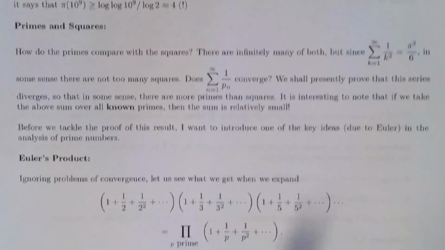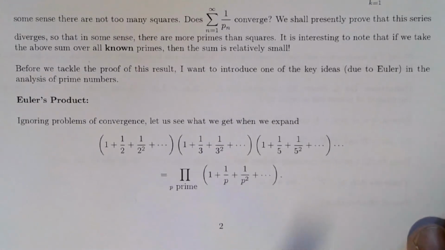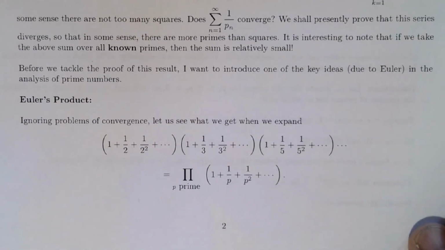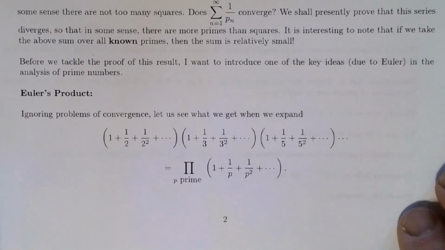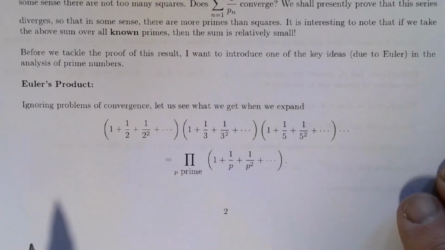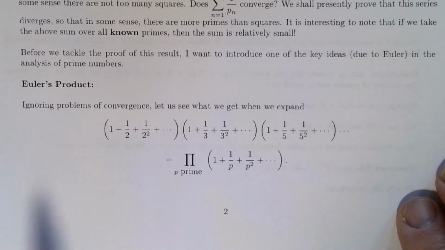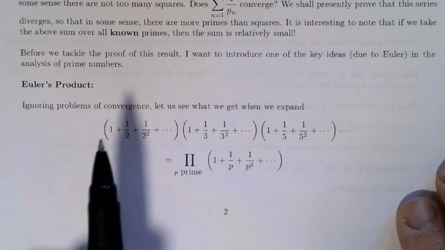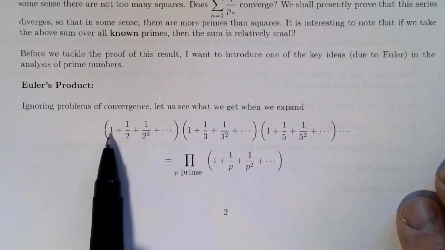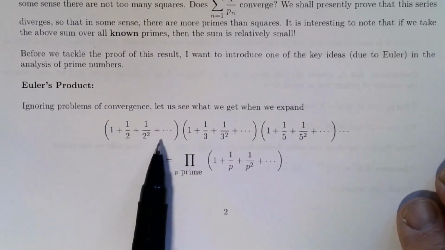Now before we have a look at that, I want to introduce one of the most important facts in analytic number theory, and this is the Euler product. Euler first came up with this. Euler loved playing with infinite series and products, and ignoring problems of convergence for the moment, you can yell about convergence issues in a moment, but just for the moment, imagine if I expanded out these brackets. So I take 1 plus a half, 1 on 2 squared, 1 on 2 cubed, and so on.